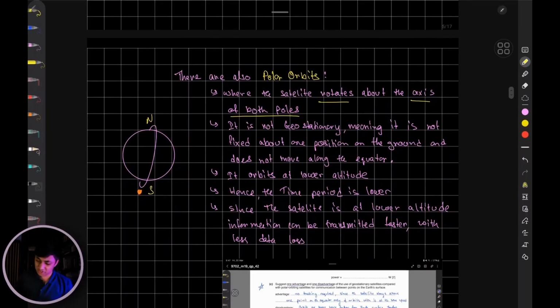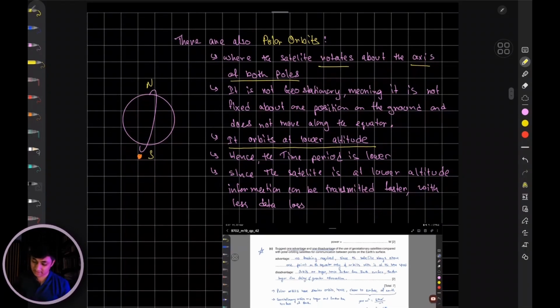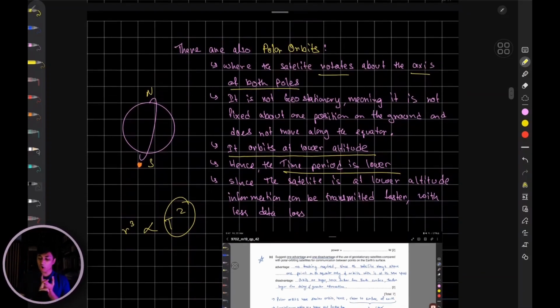Okay, so it is not a geostationary orbit, meaning it doesn't stay above a fixed position. As mentioned, it does not rotate around the equator. It rotates around the axis of rotation. Okay, so it tends to orbit at lower altitude. That is the third point. Fourth point, the time period is going to be lower. Why? Remember the proportionality that r cubed is proportional to T squared. So if your altitude is lower, your time period is also going to be lower. So in polar orbits, the altitude is lower, the time period is also lower.